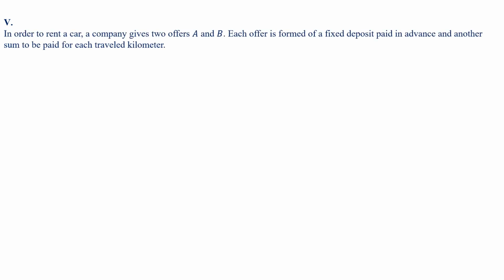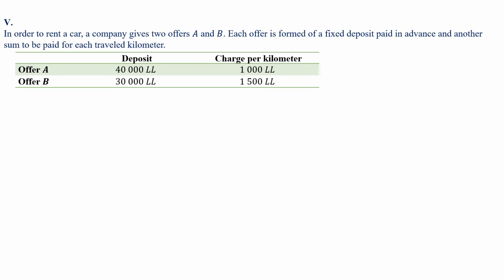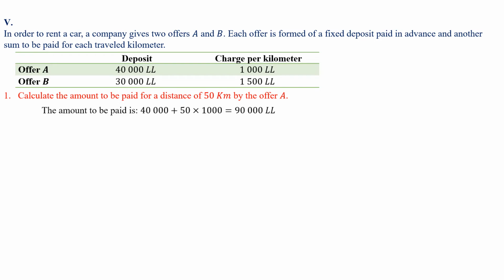Let's move to number 5. In order to rent a car, a company gives two offers A and B. Each offer is formed of a fixed deposit paid in advance and another sum to be paid for each traveled kilometer. Part 1. Calculate the amount to be paid for a distance of 50 kilometers by the offer A. The amount to be paid is 40,000, which is the fixed deposit, not related to the number of traveled kilometers, plus 50 times 1000, and 1000 is the charge per 1 kilometer. And the answer is 90,000 Lebanese pounds.